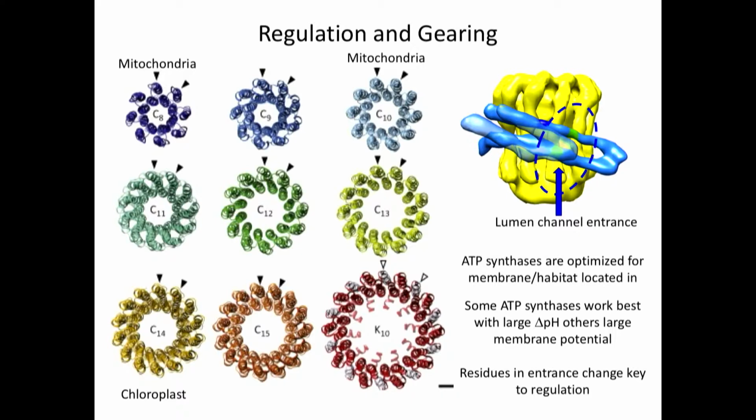And this we think is because in the plant chloroplasts, the ATP synthase is driven more by a proton gradient, whereas in the mitochondria it is driven more by a membrane potential. And there's a smaller difference between the concentration of protons on one side of the membrane to the other.